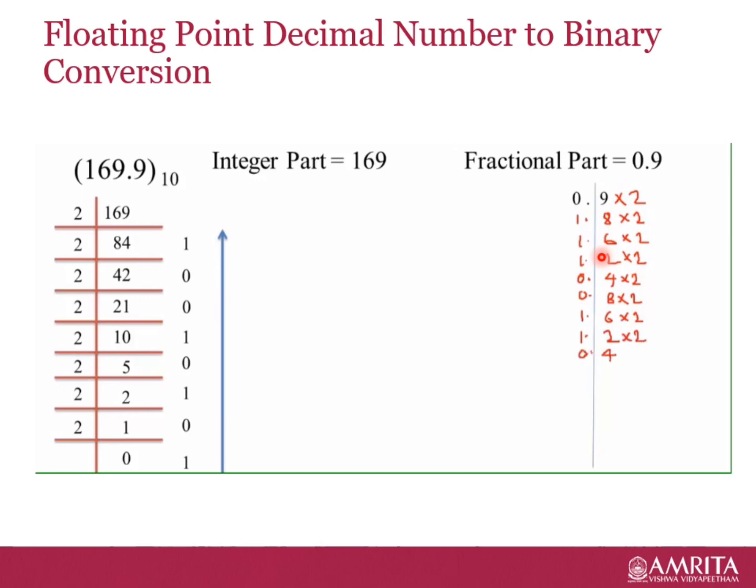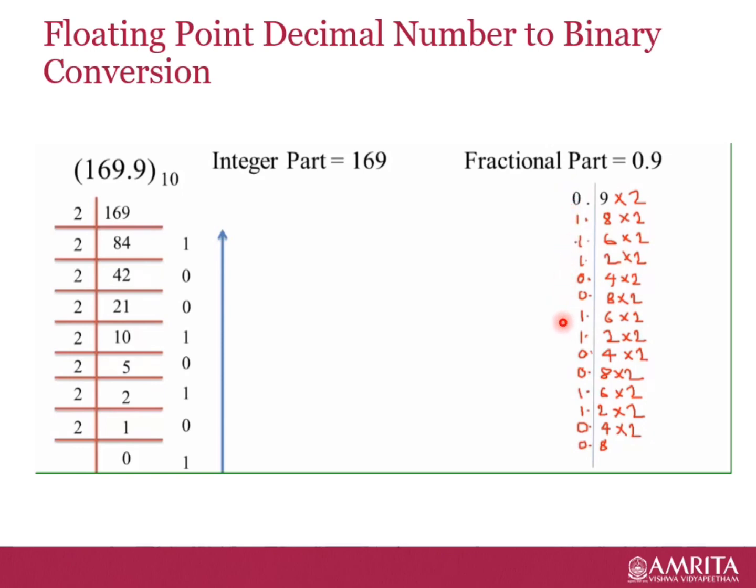And this procedure of multiplying will be continued until the fractional part is 0 or a finite number of binary digits is obtained. And the binary equivalent is the integer digits taken in the direct order. That has to be noted. It's not in the reverse order. The integer part numbers have to be taken in the direct order.